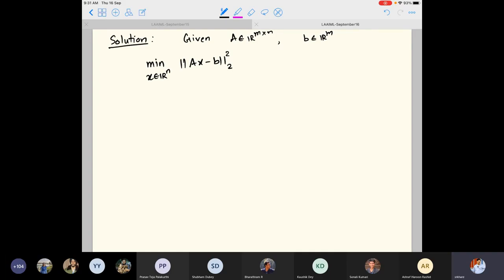And what is the standing assumption that we have made? The assumption is that columns of A are linearly independent. Correct? Columns of A are linearly independent. That is the assumption that I have made. And you want to minimize this. So if you see a minimization problem, what do you do? How do you solve this problem now? If you see a problem which is a minimization problem, what will we do?